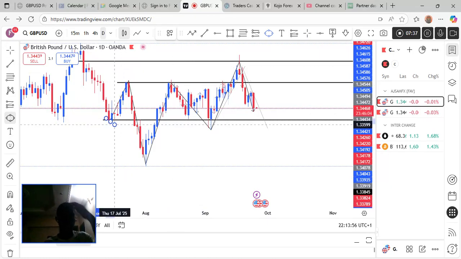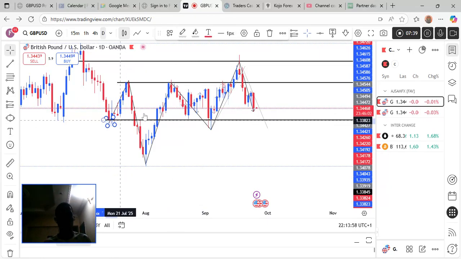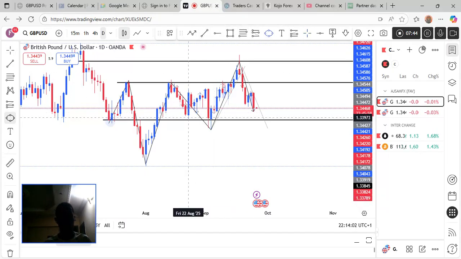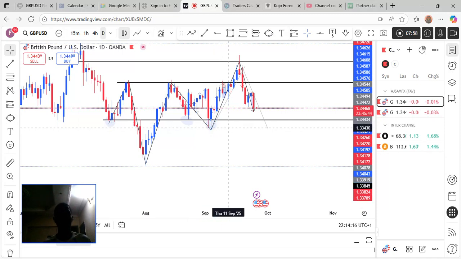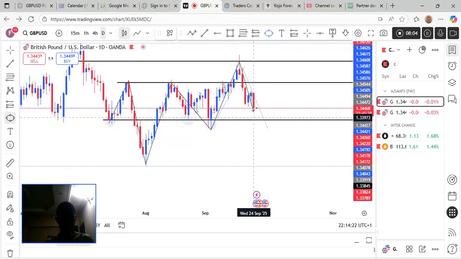Then we can start to watch out for longs or continuation on GBPUSD. By the way, that does not mean that when I see my entry confluence on the lower time frame, I will not enter. I will definitely enter the market. So we're expecting market to just come back into the zone.